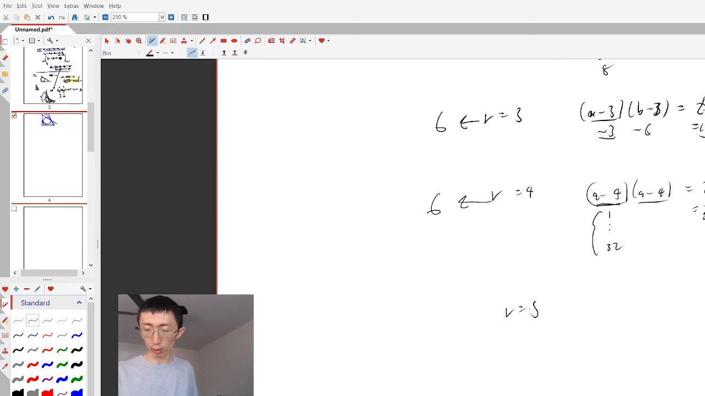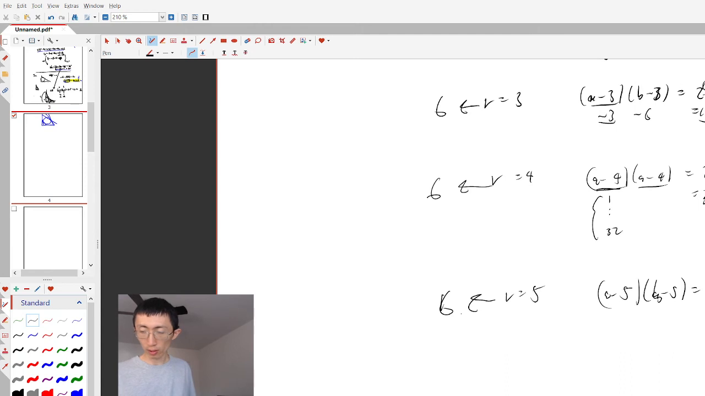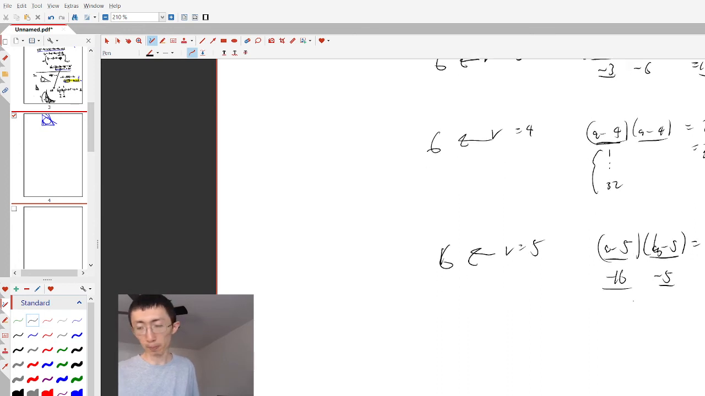We should check R equals 5, so we'll have 2 times 5 squared. This is 50. There's 6 factors of 50, so there's 6 solutions to this. If we try the closest 2 solutions that are negative, this won't work. It will give negative values for A and B. And then let's try r equals 6. So a minus 6, b minus 6 is 2 times r squared, which is 72.